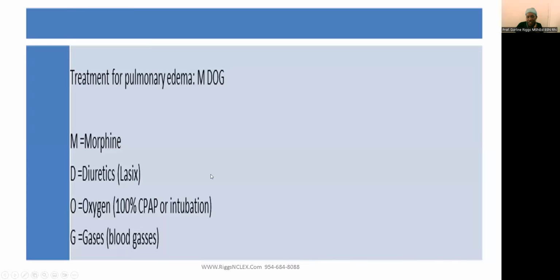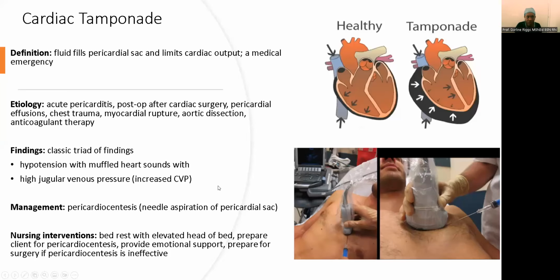A few more little mnemonics that you probably are familiar with. For the pulmonary edema, there's a little mnemonic, MDOG. Students use this a lot. Okay, for the pulmonary edema: morphine, diuretics, obviously, oxygen, and the arterial blood gas. So I like these little mnemonics, especially with what I see happening with Next Gen, with you really knowing how to treat these. These little mnemonics, especially if you're nervous, will come to your mind. So yeah, there's a bunch.